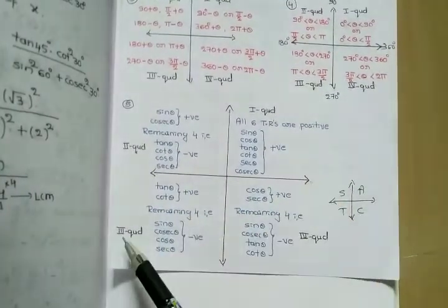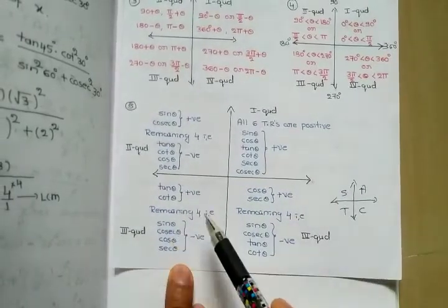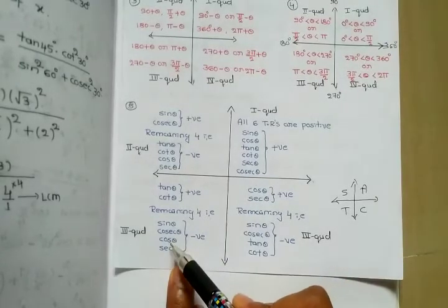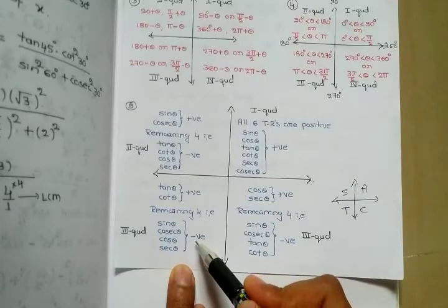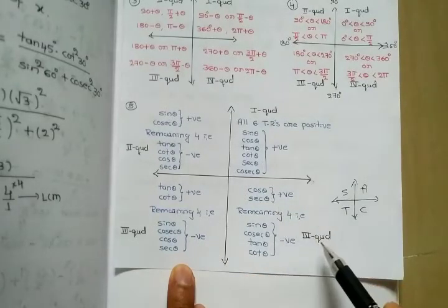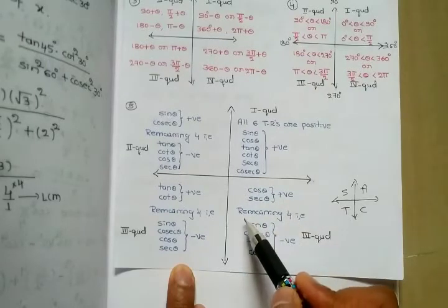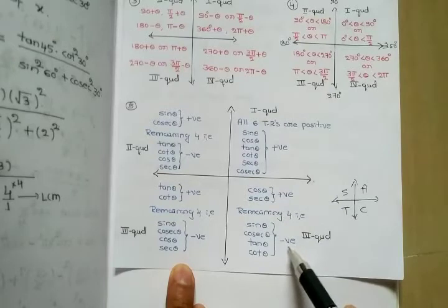Next, in the third quadrant, tan theta and cot theta are positive, and the remaining four have a negative sign, that is sin, cosec, cos and sec. Next, in the fourth quadrant, cos theta and sec theta remain positive, and the remaining four have a negative sign: sin, cosec, tan and cot.